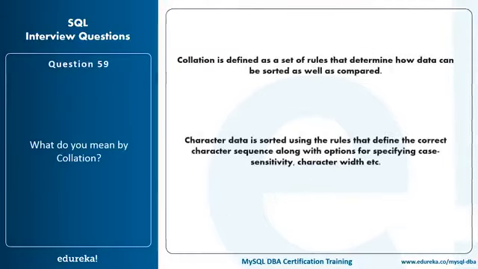Collation is defined as a set of rules that determine how data can be sorted as well as compared. Character data is sorted using the rules that define the correct character sequence along with the options for specifying case sensitivity, character width, etc. So that's what a collation is, guys. It is basically a set of rules that determine how data can be sorted as well as compared. Now let's move forward with the next question.